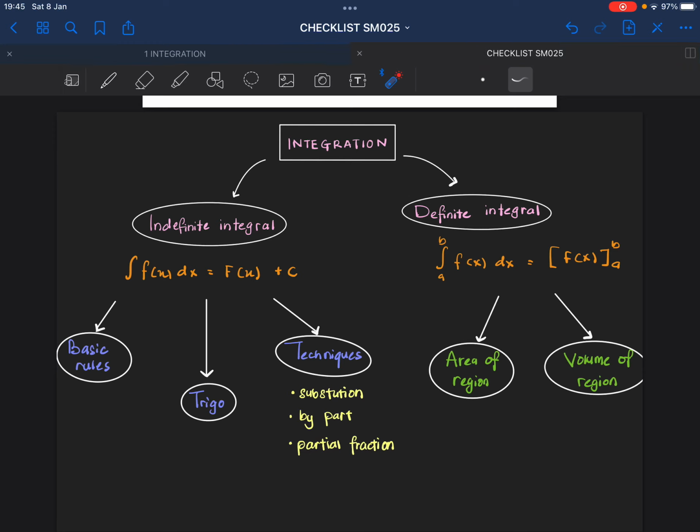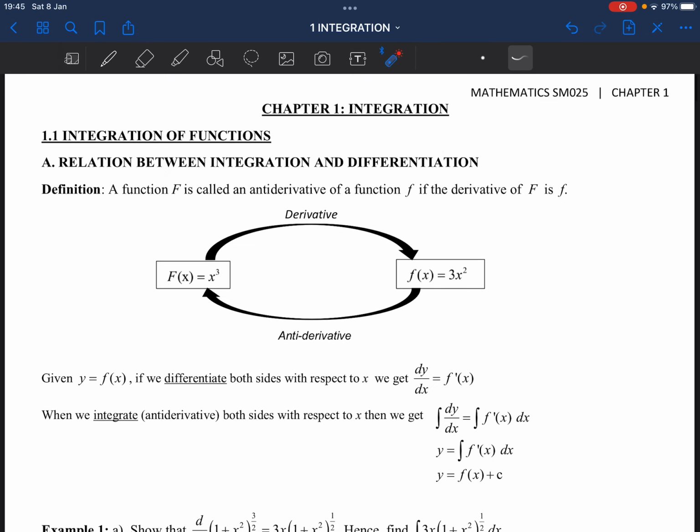Okay, so let's take a look at your note. Basically, you already learned differentiation. Integration is just the vice versa of differentiation. So you know that if you have y is equals to x cubed, and you differentiate, dy over dx, you are going to get 3x squared. You know that from the previous chapter in semester 1.